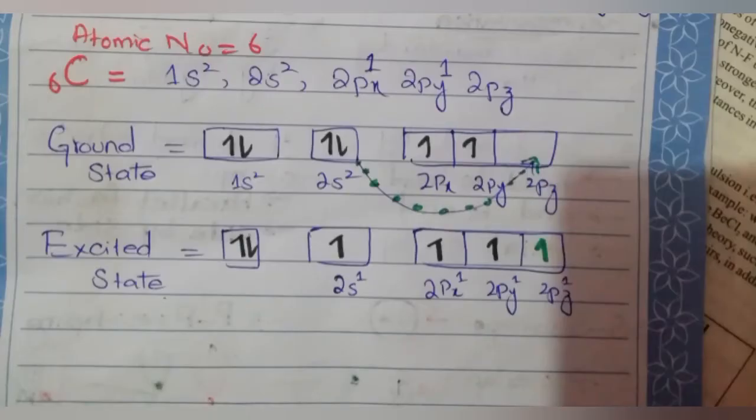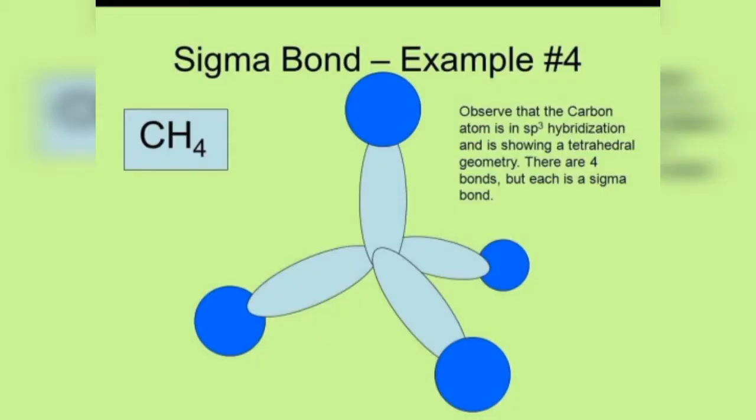Our next example is CH4, methane, as here carbon has sp3 hybridization and it has tetrahedral geometry. Before going to discuss it, we have to look at its electronic configuration. In the ground state, it has 2 unpaired electrons, while in the excited state, it has 4 unpaired electrons which get involved in the bonding. Here, 4 sigma bonds are formed, 3 by s and p overlap and 1 by s and s overlap.